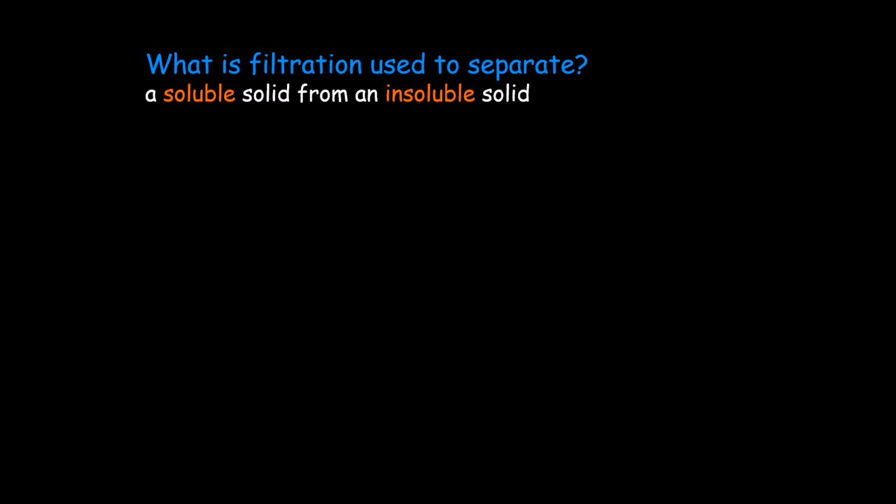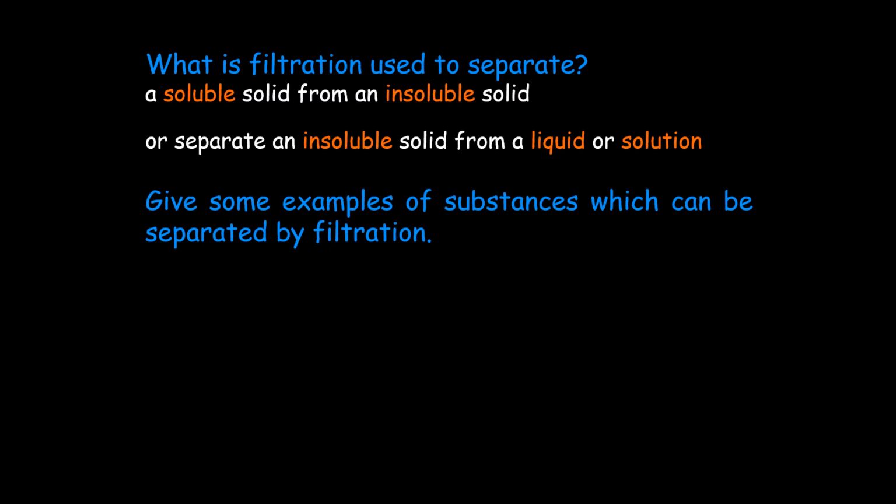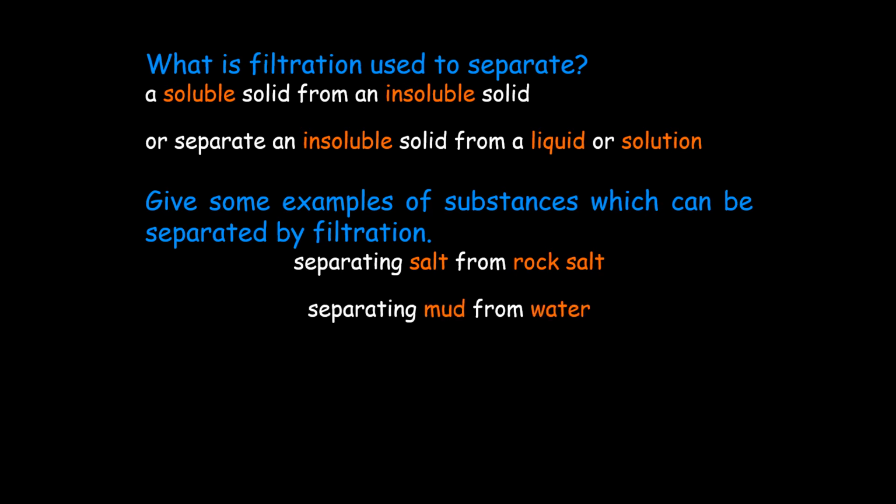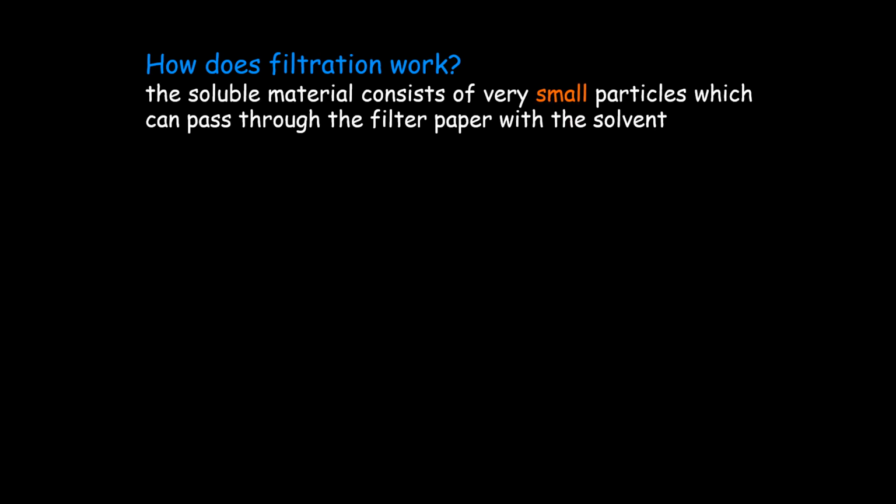It's used to separate a soluble solid from an insoluble solid, or separate an insoluble solid from a liquid or solution. Some examples would be separating salt from rock salt, or separating mud from water. The soluble material consists of very small particles which can pass through the filter paper with the solvent.